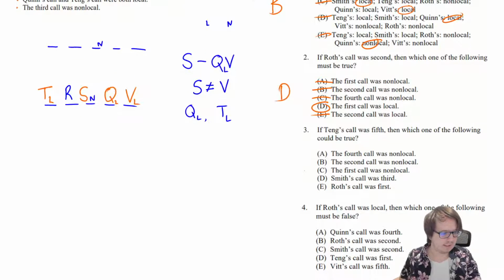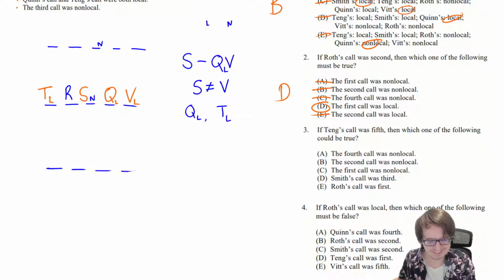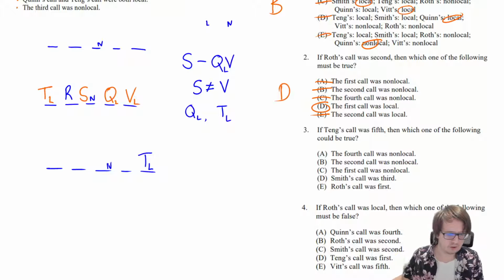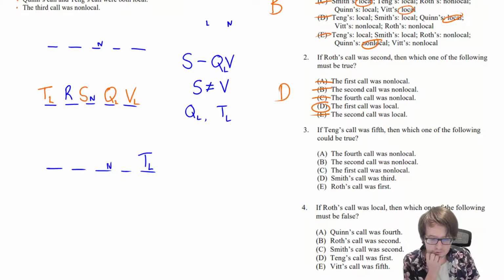Okay, going on to the next question. If Tang's call was fifth, which of the following could be true? So we have a TL in the fifth column, and we have an N in the third. So which could be true? Okay, so what do we know about the position of Q here? Well, we know that Q has to be second. In fact, let's do this in orange because this is our logical deductions.